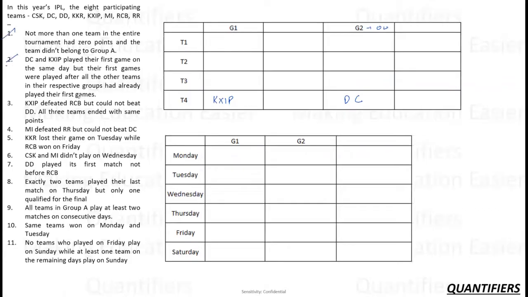Okay. Kings 11 Punjab defeated RCB but could not defeat DD. So Kings 11 Punjab has defeated RCB, which means RCB is also in the same group, but they could not defeat DD, which means DD comes here, and DD defeated Kings 11 Punjab. This is also the result.